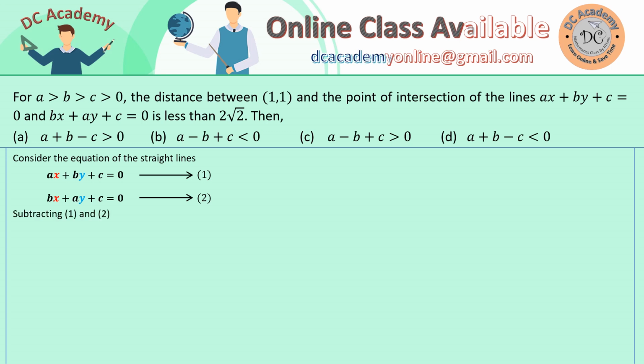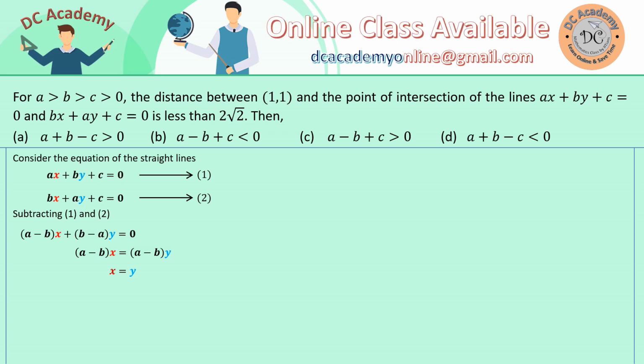Here we first subtract 1 and 2. If we do so, we see that (a minus b)x plus (b minus a)y plus (c minus c) is 0. So if we rearrange the terms, we get (a minus b)x is equal to (a minus b)y, and hence x is equal to y, assuming a and b are not equal. And why do we say so? See that condition, it says a greater than b greater than c, so they cannot be equal. Therefore we can cancel a minus b from both sides.